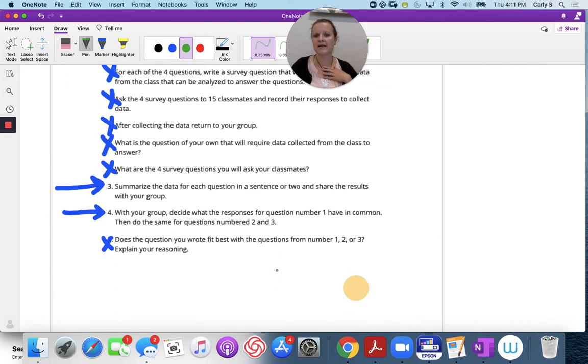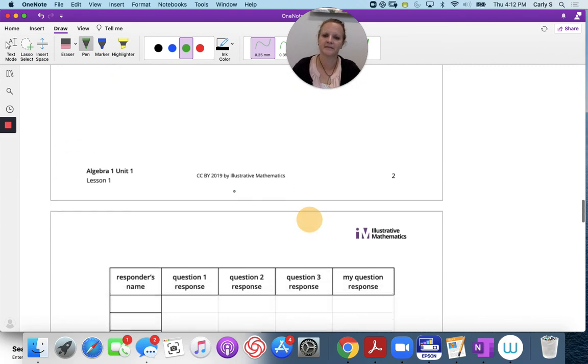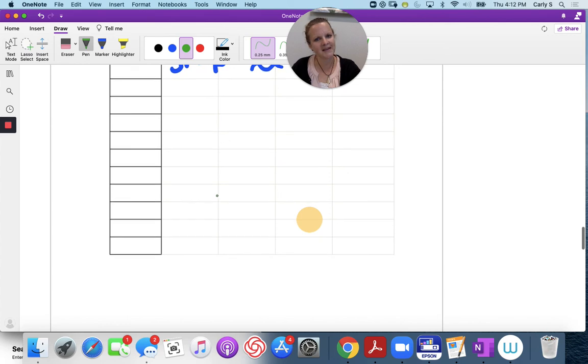All right, so summarize the data for each question in a sentence or two. We did that. With your group, decide what responses for question number 1 have in common, and we did that. Question 2, question 3, we did that. They're just written up above. We don't need to use the table.